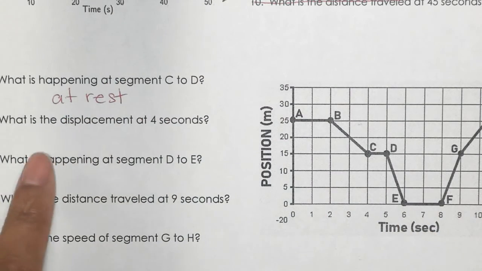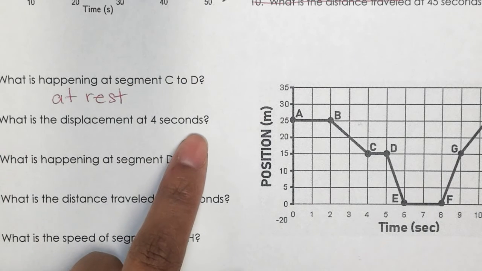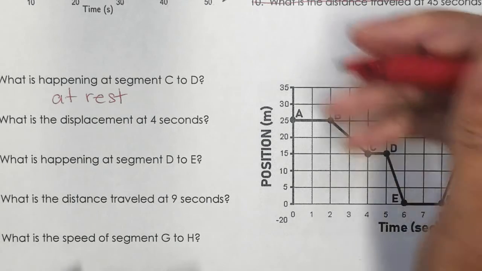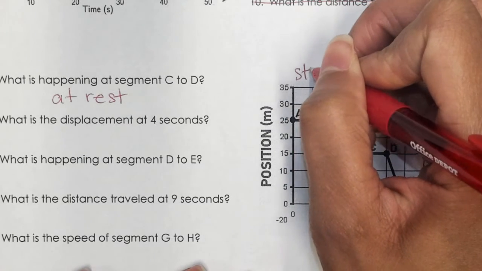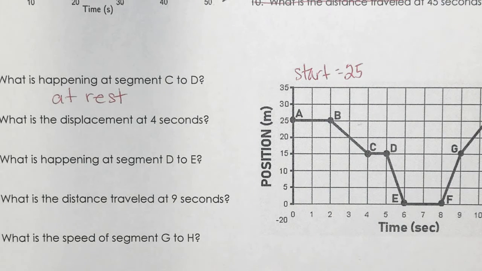Now, a lot of my kids, I only had like 2 kids get this one right. What is the displacement at 4 seconds? Well, you have to know where you started from. Where did you start from on this one? You started at 25. So I'm just going to do start equals 25. At 4 seconds, where were you? You were at 15. Okay, keep that in your mind. At 4 seconds, you were at 15.